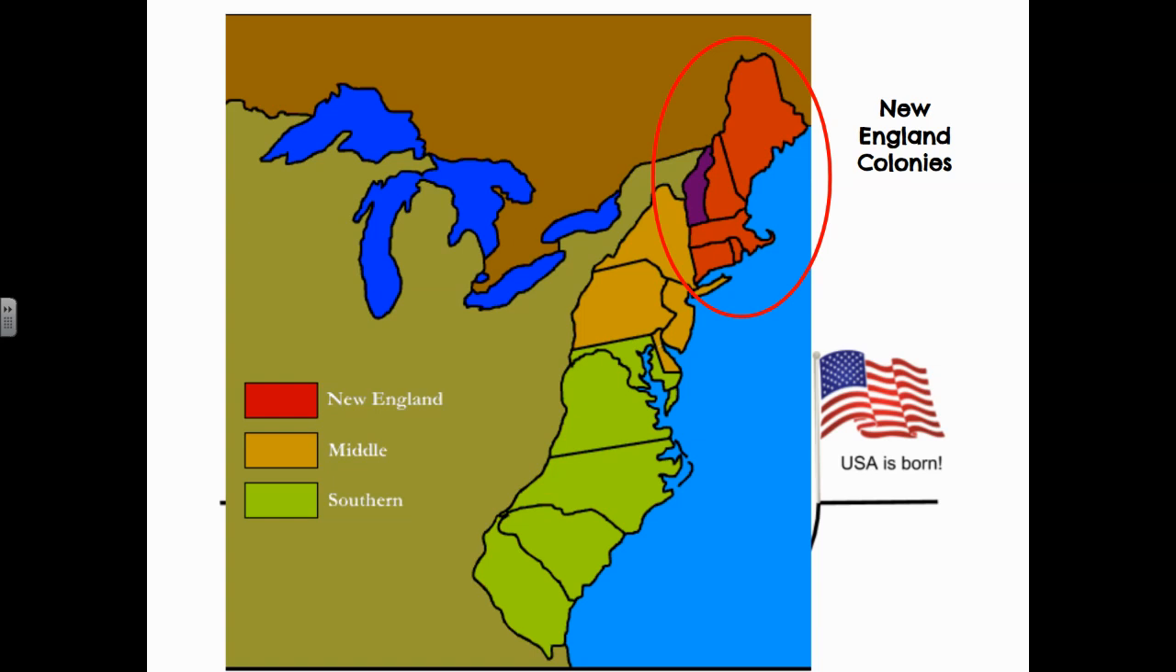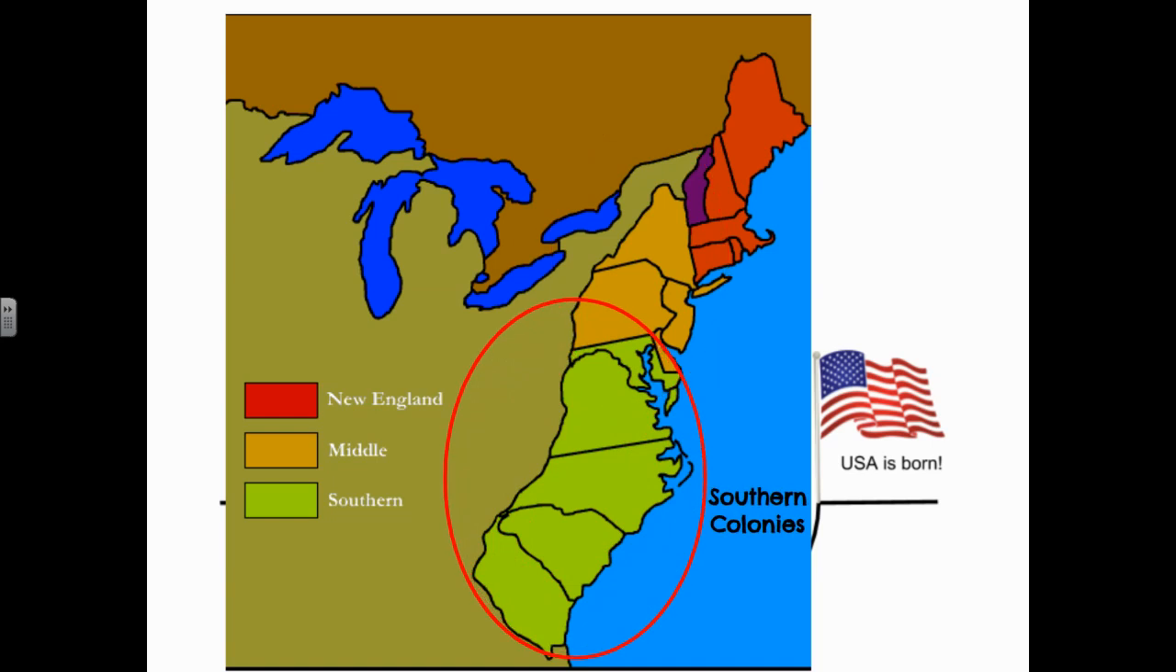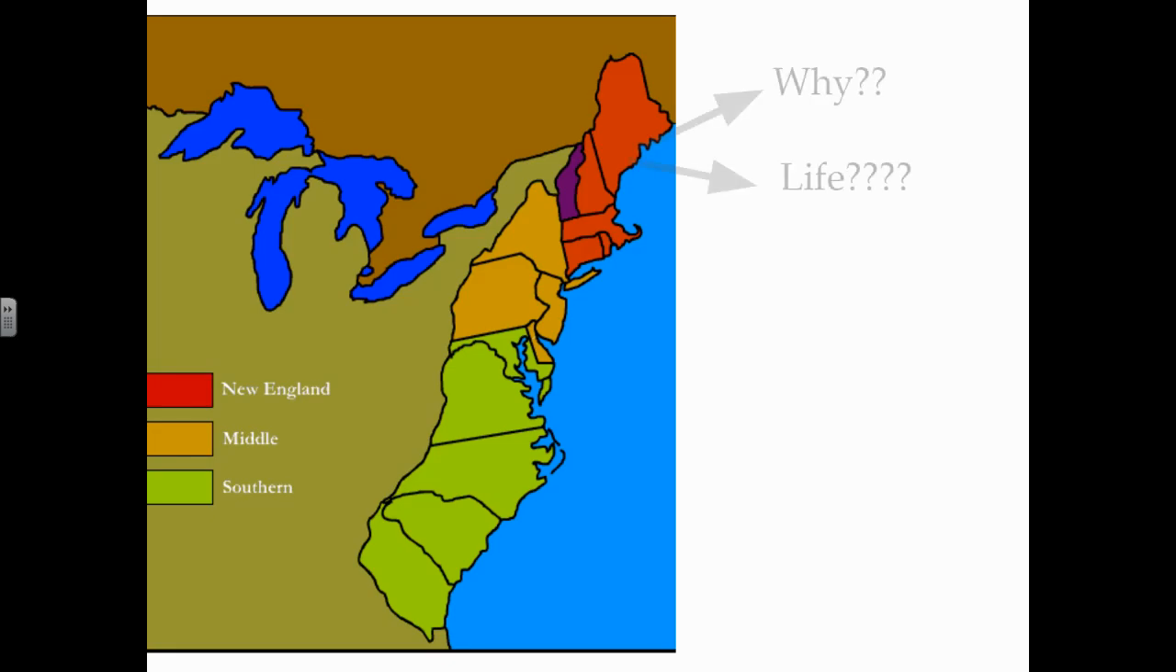There are three different regions of colonies: the New England colonies here to the north. We have then the middle colonies, the ones in the middle, very clever name there. And then down in the south, we have the southern colonies. So we are going to go region by region by region. And we are going to start with the New England colonies.